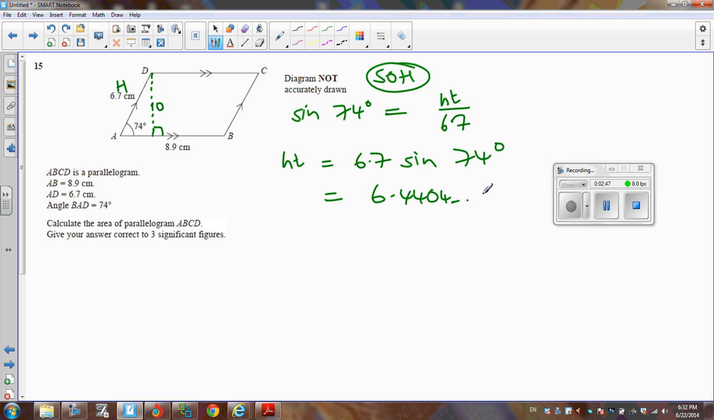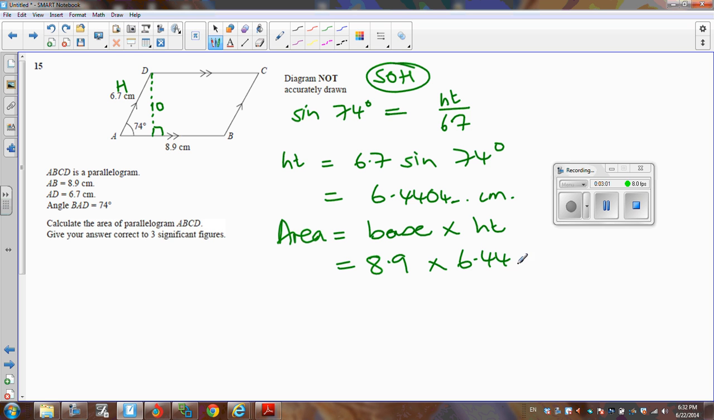and that comes out as 6.4404 centimeters. If we now want to find the area of the parallelogram, well, the area is just the base times that vertical height. Well, that's going to be 8.9 multiplied by 6.44. Keep that on your calculator, and again that will come out as the same 57.320, which again is 57.3 centimeters squared.